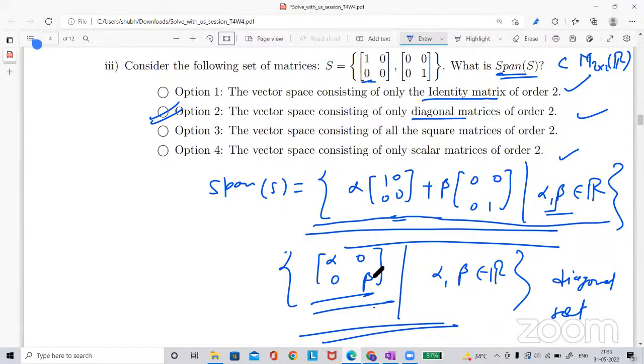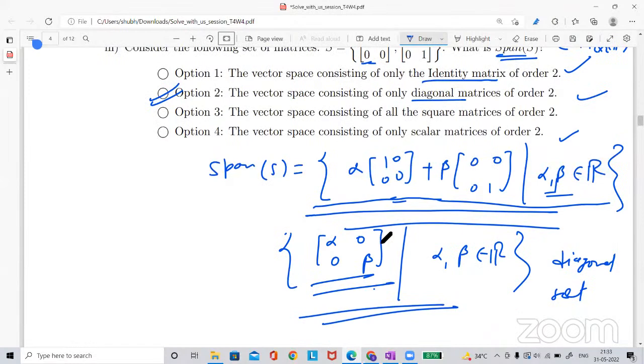So if the option were that it is a diagonal matrix, would it be a span? Diagonal is this one, the second one. So option 2 is correct because we are getting a diagonal matrix. But one element will not make a span. The identity matrix is 1, 1, and the others are 0.